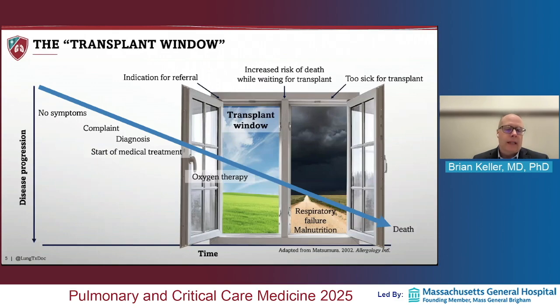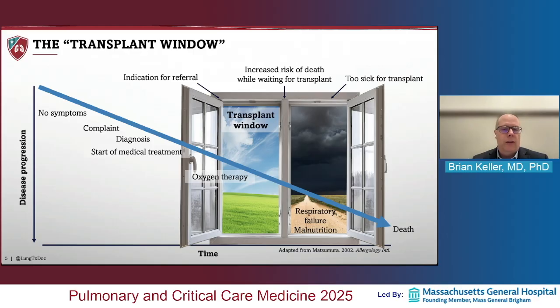When thinking about a lung transplant candidate and when a lung transplant might be indicated, I think it's very easy to think about the lung transplant window. So this is a graph showing disease progression on the y-axis, starting with no symptoms in the upper left corner of the graph. And as disease progresses over time, you start with patients developing some symptoms. They eventually receive a diagnosis of their lung disease and they start medical treatment. At some point, the disease progresses to the point at which they start to need oxygen therapy. And oftentimes this is the opening of the transplant window.